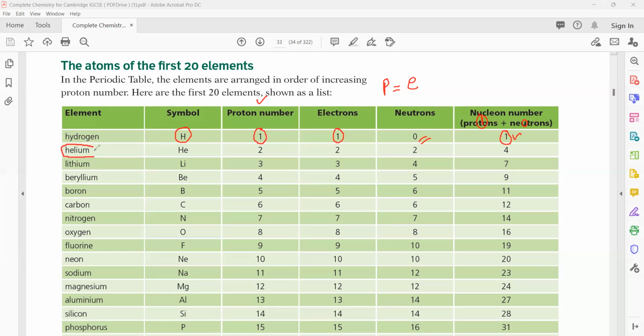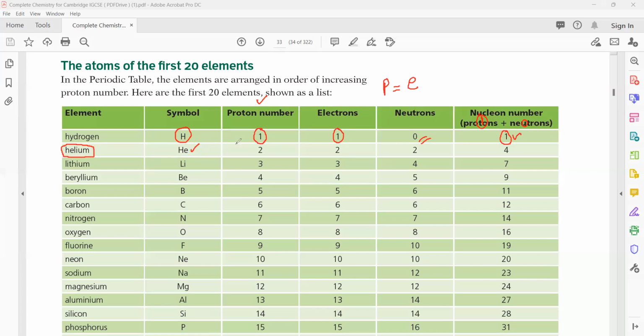Now come to the second example, helium. This is the second element in the periodic table. Its symbol is He. H is capital and e is lowercase, because it is a rule that if the symbol of an element has 2 letters, the first letter should be capital and the second lowercase.